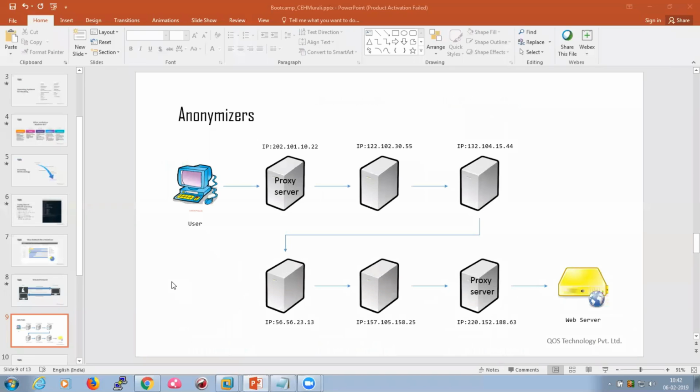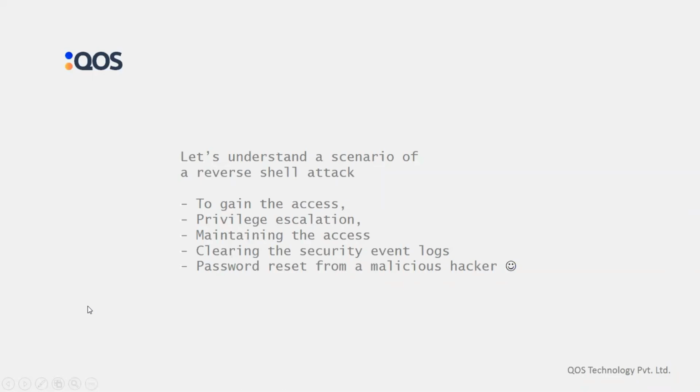So there is a demonstration I can show you. Let's see in a video that I have documented a scenario of a reverse shell attack to gain access, and privilege escalation for maintaining the access using persistence, and clearing the logs and security events on Windows, including a password reset by the malicious hacker. So let's see those things.